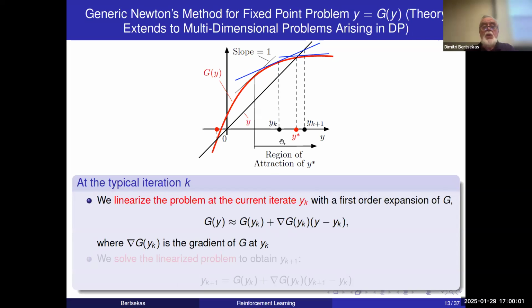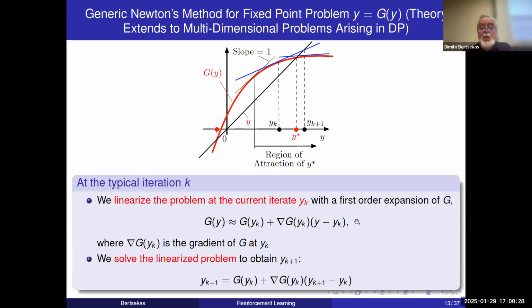And what we do at the current iterate is we linearize the G operator using a Taylor series expansion, right? This is the gradient of G at yk. This is the Taylor series expansion. And what we do, we replace G with its linearization, solve the linear equation, and that's our next iterate.